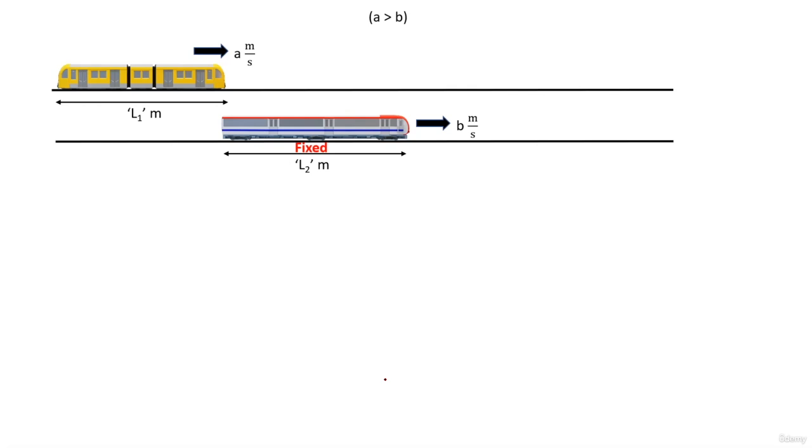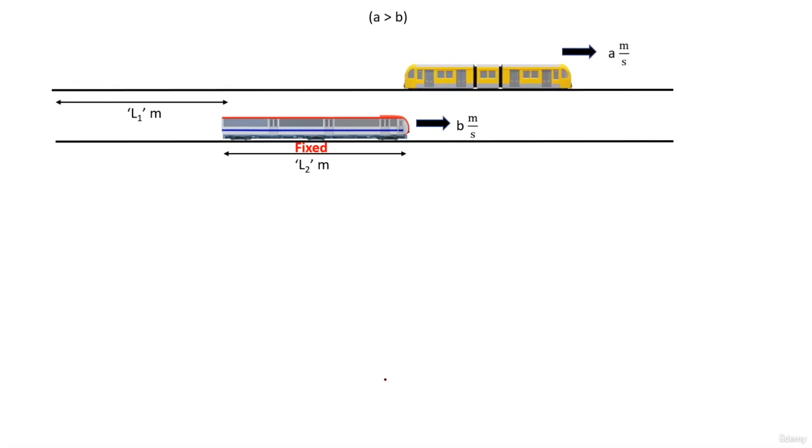Okay. So here, keeping the second one, the B meter per second wala train fixed, only the yellow wala train, the A meter per second wala train moves, and that at the relative speed. How do we do that? We fix this one and the relative speed by this particular train moves.